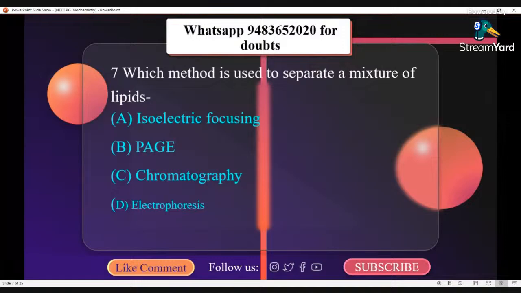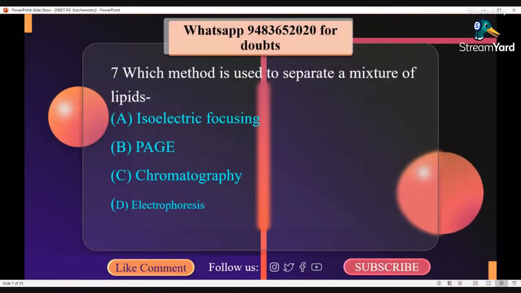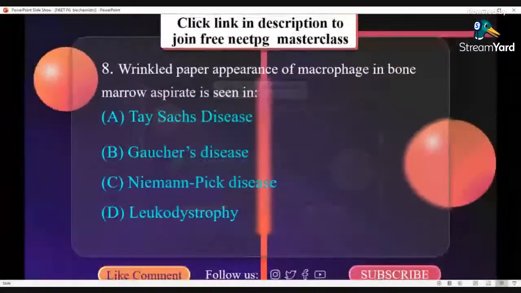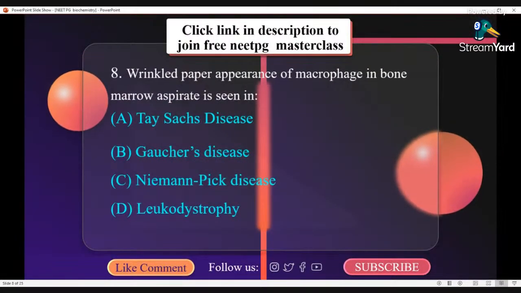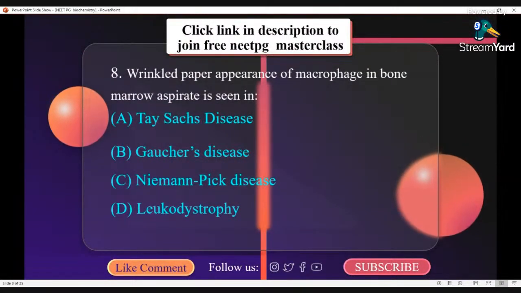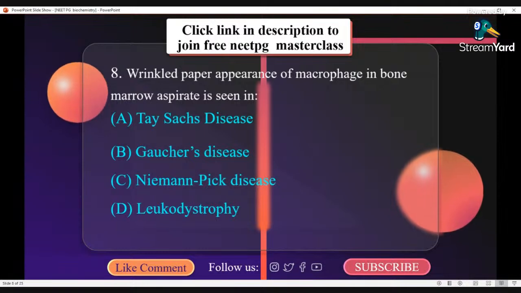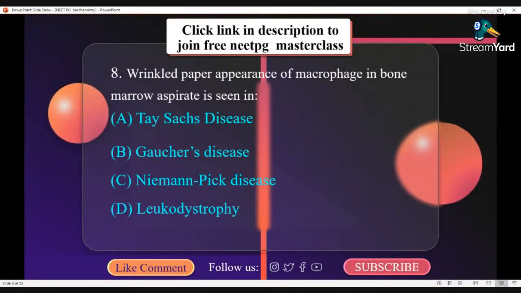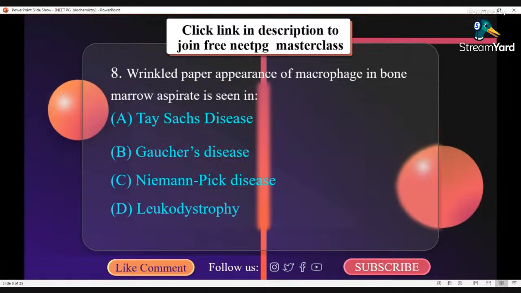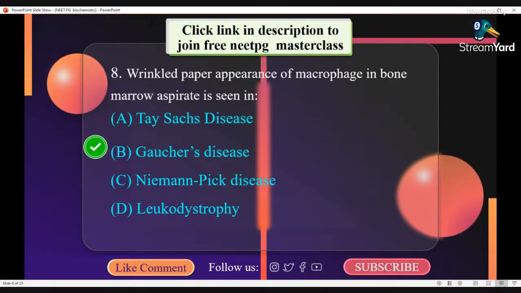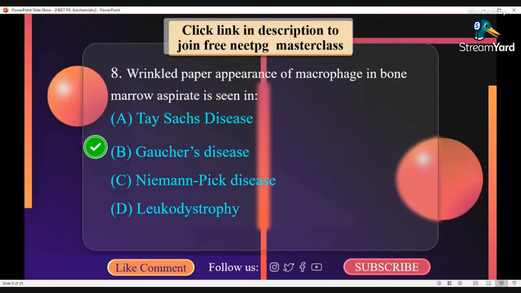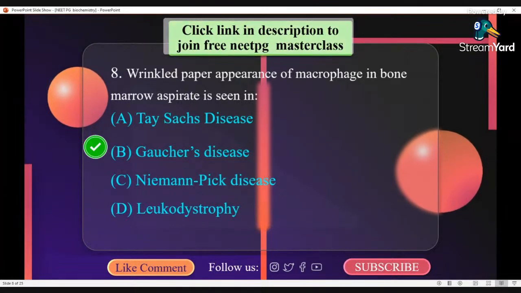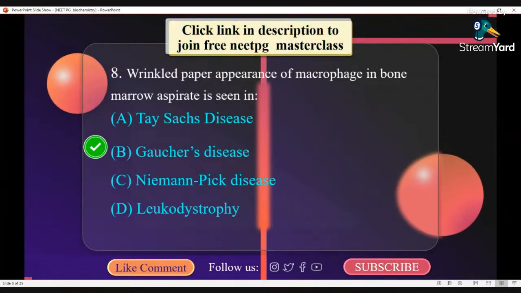Which method is used to separate a mixture of lipids? It is chromatography. Wrinkled appearance of macrophage in bone marrow is Gaucher's disease. Wrinkled paper or crumpled tissue paper appearance of macrophage in bone marrow aspirate is seen in Gaucher's disease.